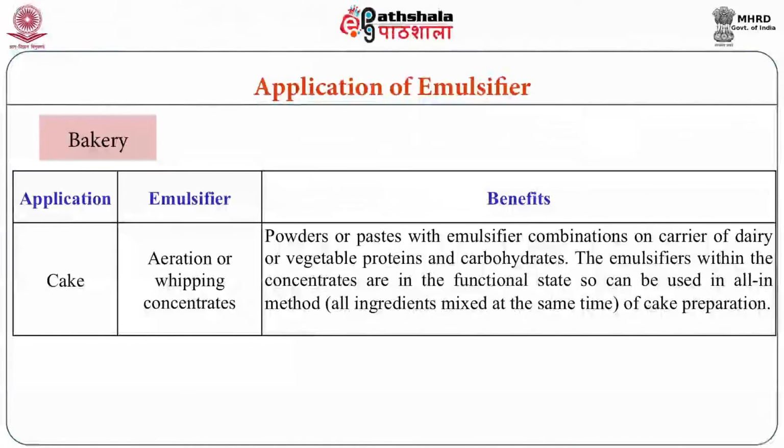Now some aeration and whipping concentrates are applicable in cake: the powder or paste with emulsifier combinations on a carrier of dairy or vegetable protein and a carbohydrate. The emulsifiers within the concentrate are in a functional state, so they can be used in all methods of cake preparation.